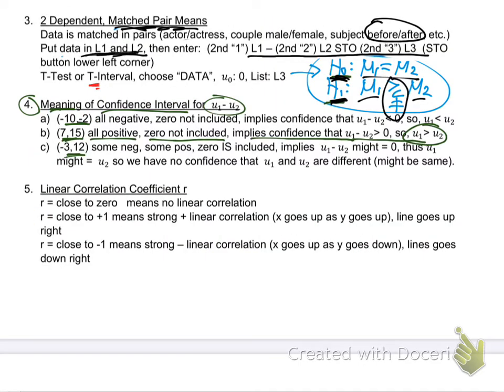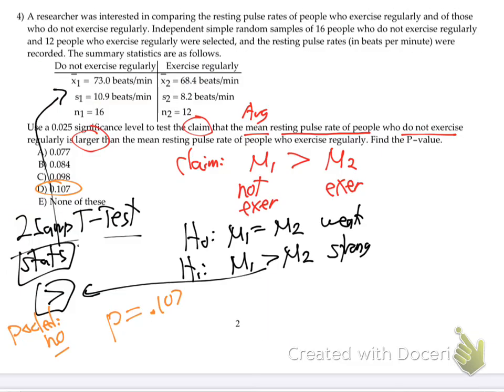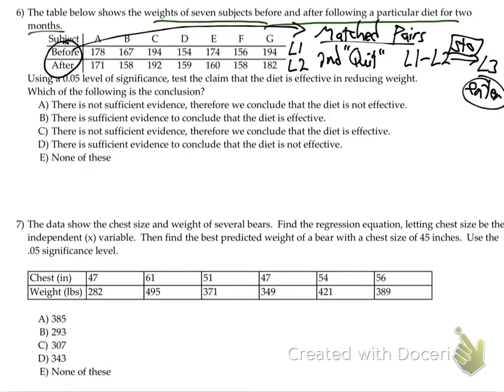Right, so put the data in L1 and L2. This is for matched pairs. And then L1 minus L2 stored into L3. And then either do t-test or t-interval. We have a hypothesis test, so we're going to do a t-test now. Bring it over here. T-test. And we're going to choose data because we have a bunch of information in data.